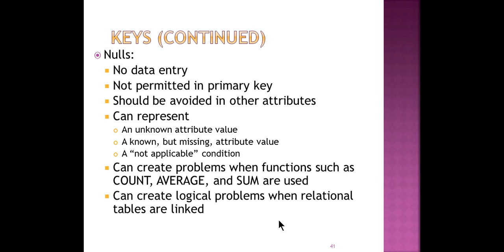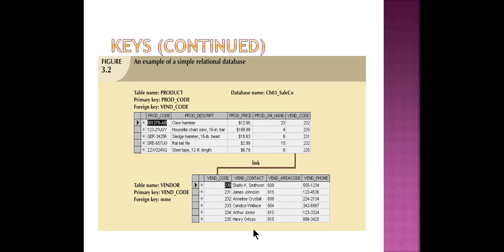Anyway, null values should be avoided because they create more problems while executing aggregate functions and while linking the relational tables. You can see this is an example of two relations, product and vendor.